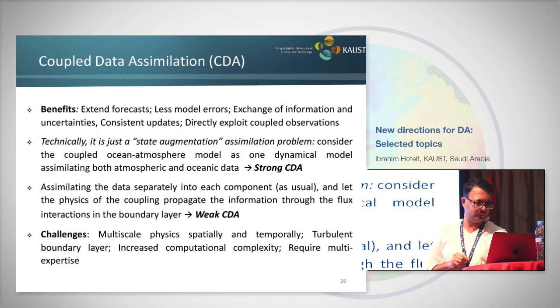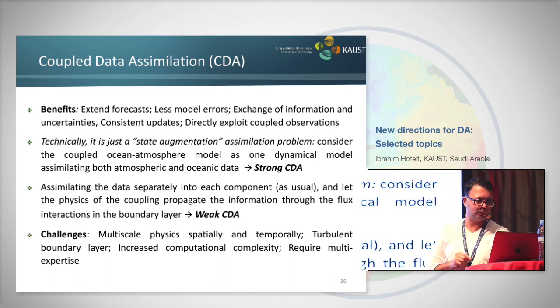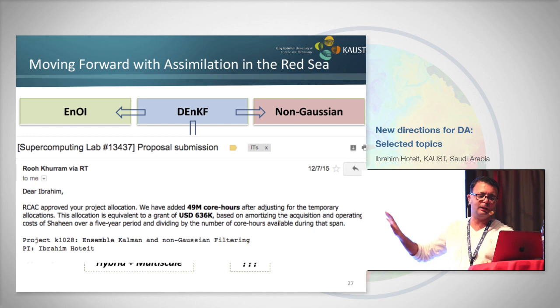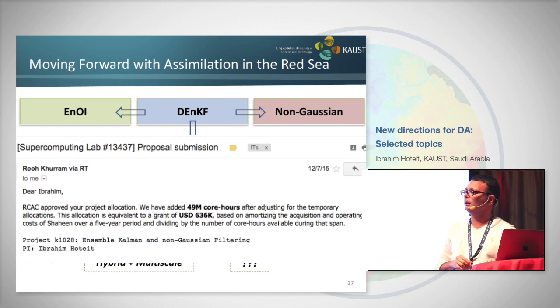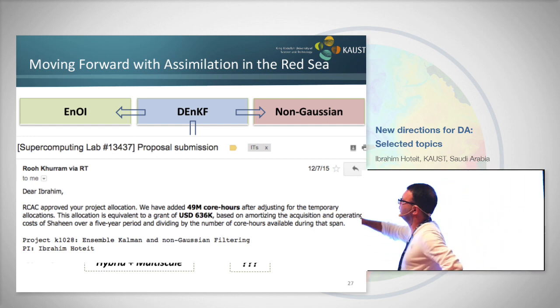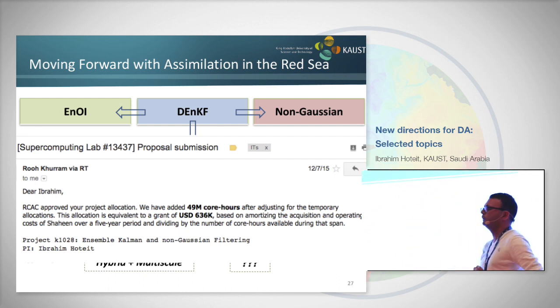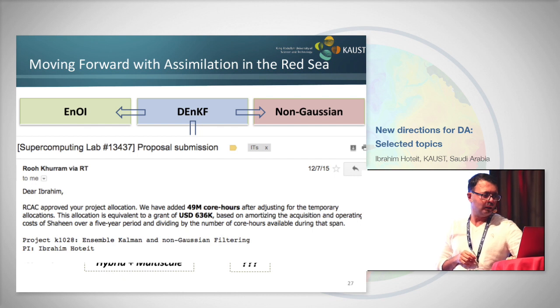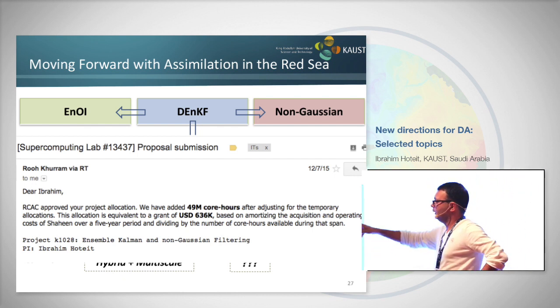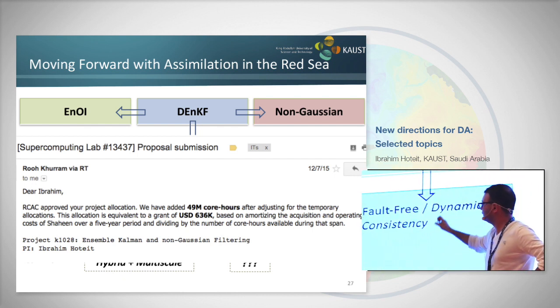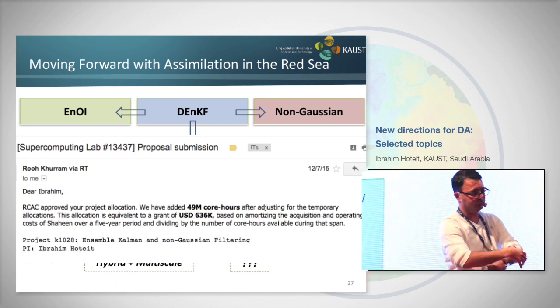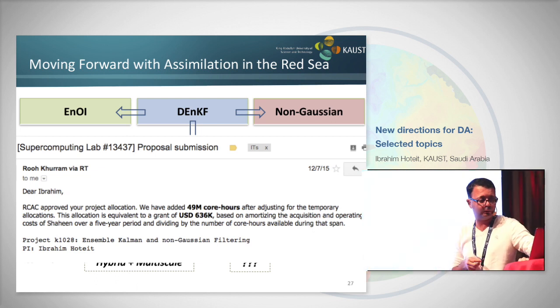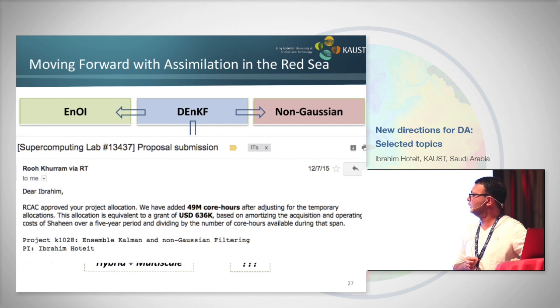I will finish with 3 minutes, let's say, on what our plans are in the Red Sea. So far, what I showed you in the Red Sea, we implemented successfully these deterministic EnKFs. We made it fault-free. We can run thousands of members at the same time. We didn't do dynamical consistency. This is something we are quite interested in, and we'll start working on it with a new member that is joining us in a couple of months.